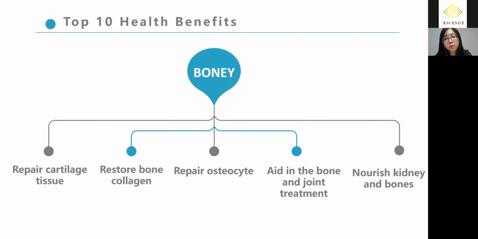The next one, the Boney can also repair our cartilage tissue, because cartilage tissue is a part of our skeletal system as well. Not only cartilage tissue it can repair, but also collagen and bone cells. And Boney is a good aid in the treatment of bones and joints. Finally, the Boney can nourish our kidneys and bones. So the main concept of Boney, this product, is it nourishes our kidney first, then only our bones will be healthy. This is the concept of the Boney.